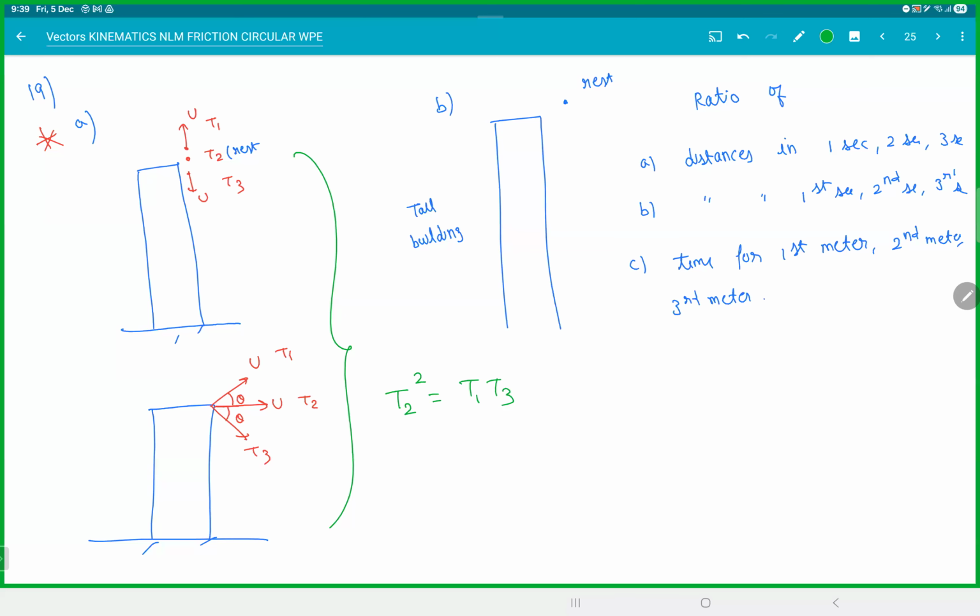One more question: what about the speeds? When they reach the ground, if the speeds are V1, V2, V3, then which is greater? They can ask you two questions here: find the relation between the times and find the relation between the speeds. If three particles are projected with speed u, one up, one horizontal, one down, who will reach the ground with more speed?